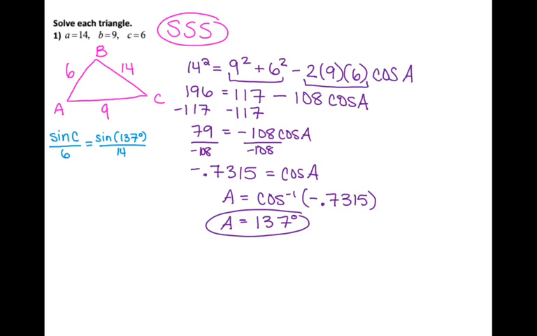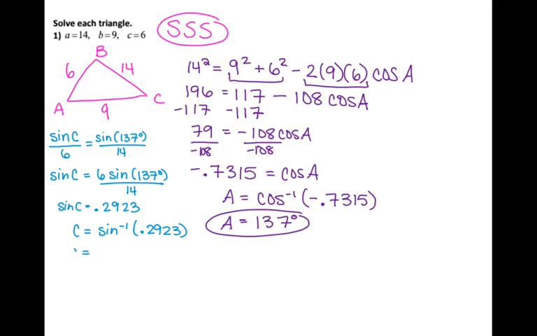I'm going to cross multiply. That gives me sine of C equals 6 sine of 137 over 14. I'm going to put that expression into my calculator. So 6 sine of 137 over 14 gives me 0.2923. Again, I'm going to do the inverse sine to solve for that angle. So putting that into my trusty calculator, gives me about 17 degrees.